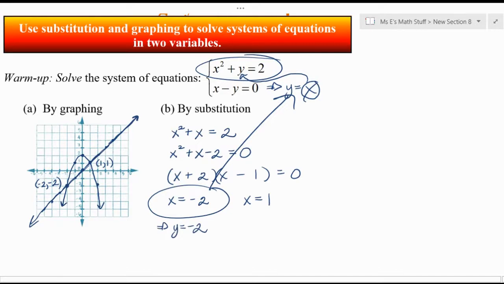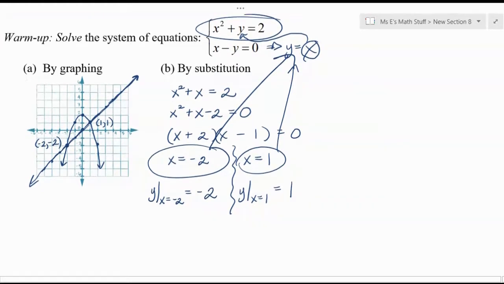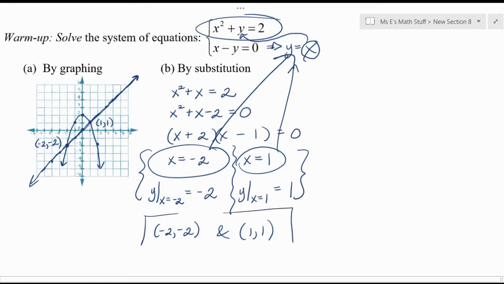And then some notation that I kind of like that you could use here would be y when x is negative 2 is negative 2. And then similarly, if you take x equals 1 and put that into either equation, I like row 2 because it's simpler, then y when x is 1 would be 1. Anyway, so when you're done, let's always write our answers in ordered pair form. So you would just take this information right here, and that would turn into the point negative 2, negative 2. And then you could take this information right here and turn that into the point 1, 1. There we go. So these would be your solutions.